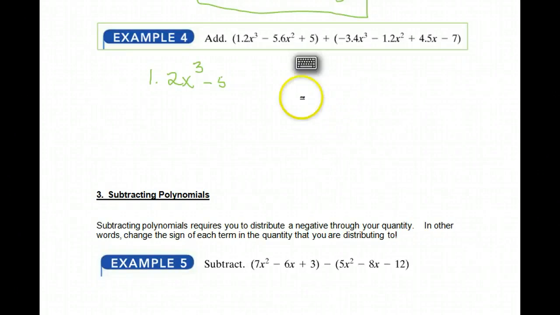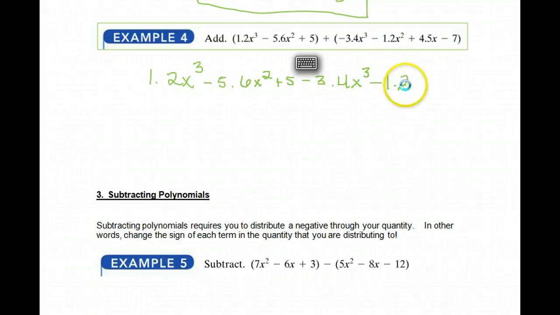Okay, so we have our 5.6 and plus 5. Since there is a plus sign in front of the other parenthesis, we do not have to do anything special to remove that one either, so we're simply going to write minus 3.4x cubed minus 1.2x squared plus 4.5x minus 7.